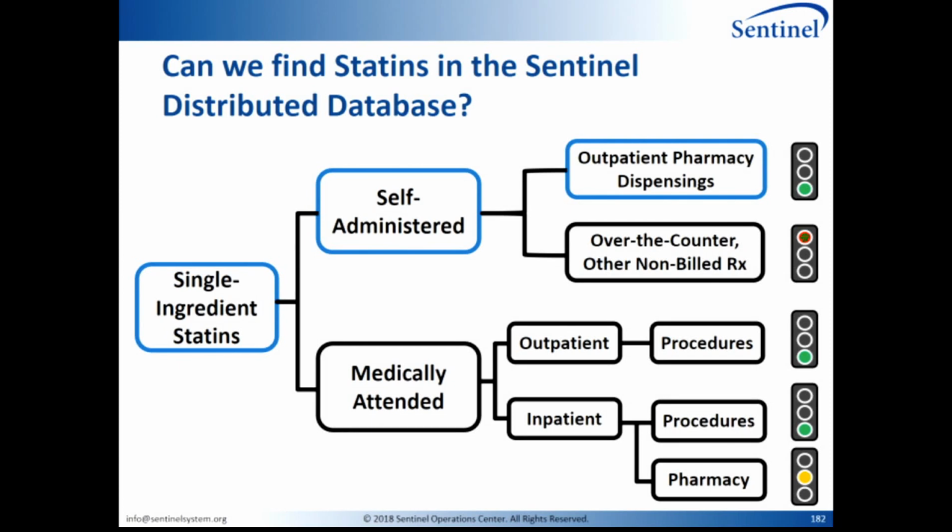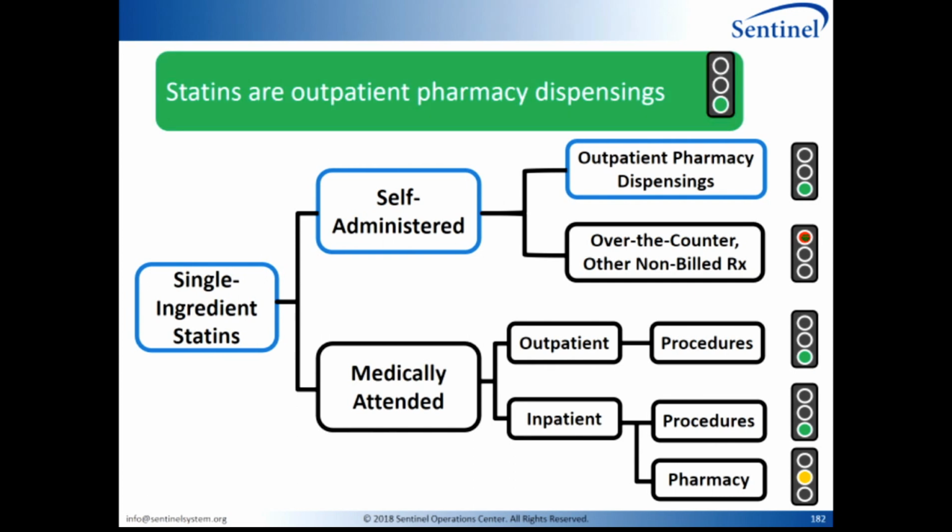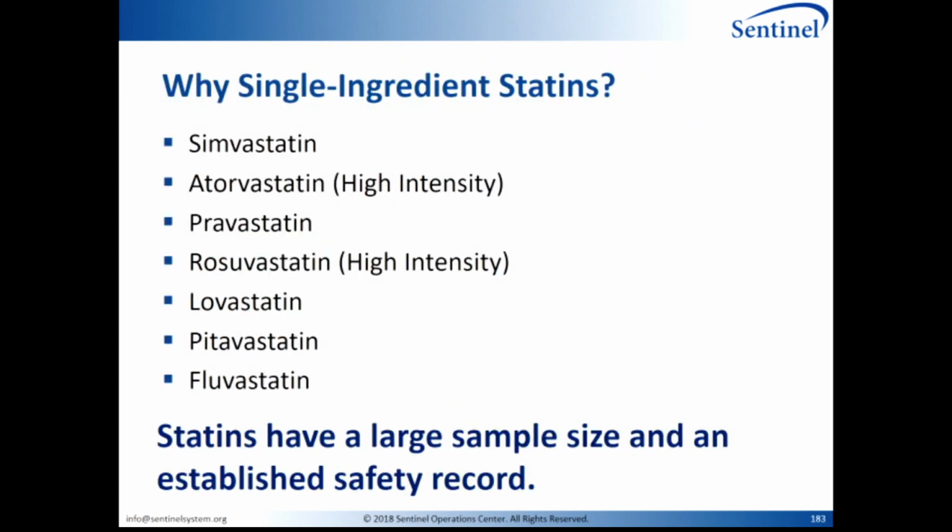So first we're going to go through our stoplight rubric as we've been going through. So single ingredient statins, these are self-administered. People pick them up at the pharmacy. And as a result, those are green in our system. So we're going to have easy ability to get at those dispensings. So which ones did we monitor? We looked at 7 different single ingredient statins. They're listed there for you.